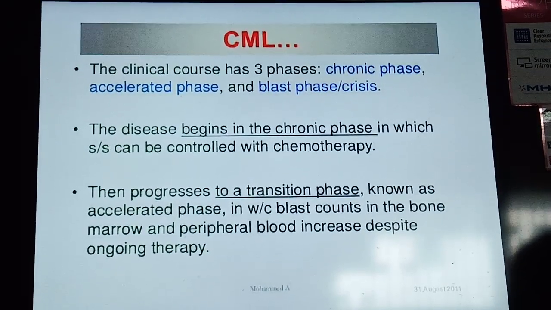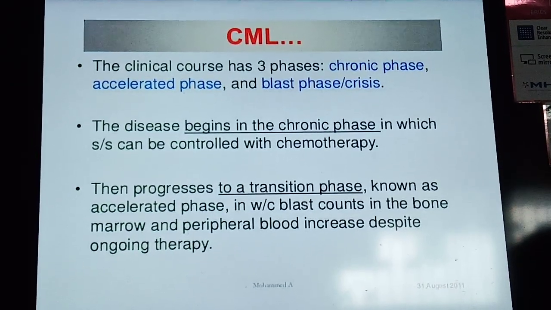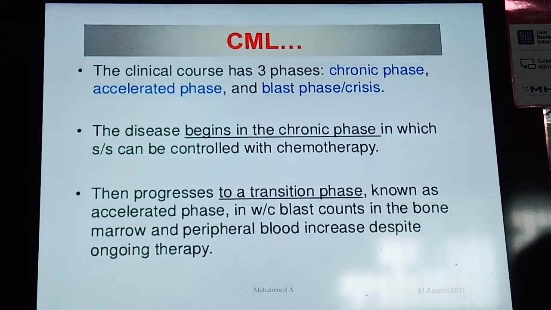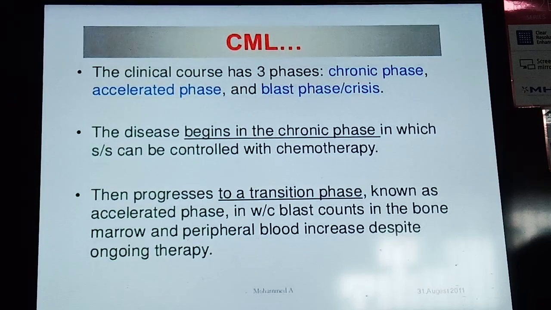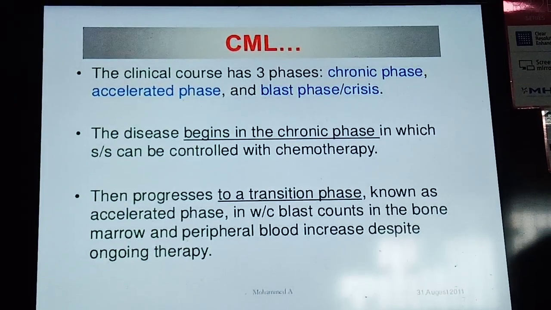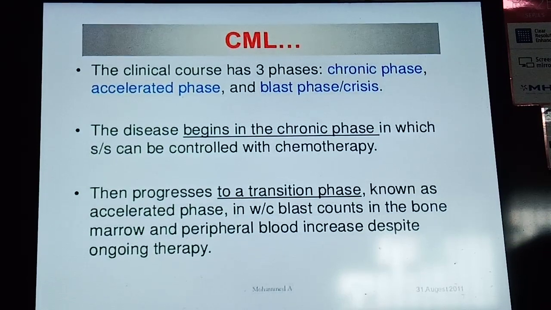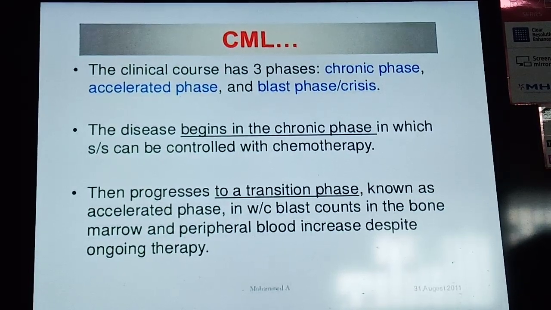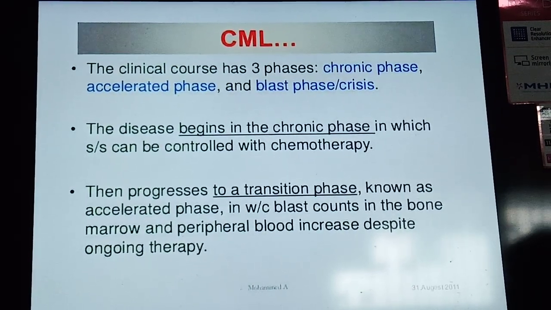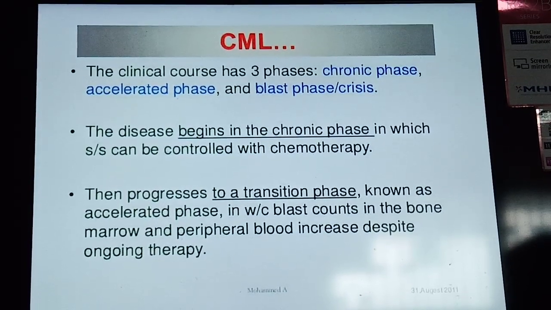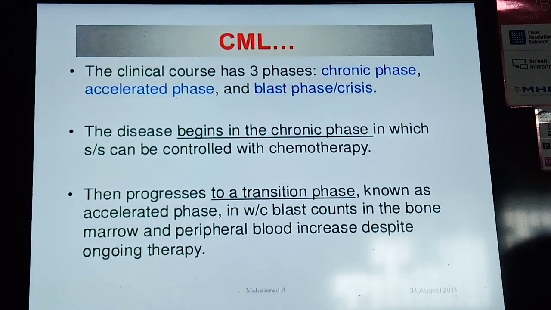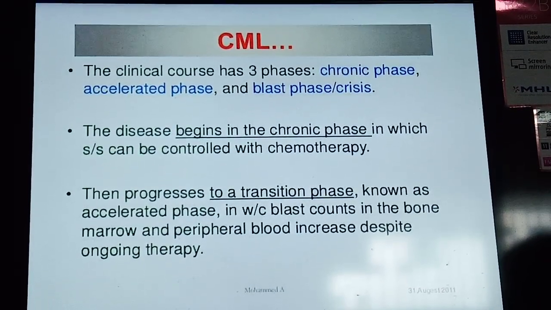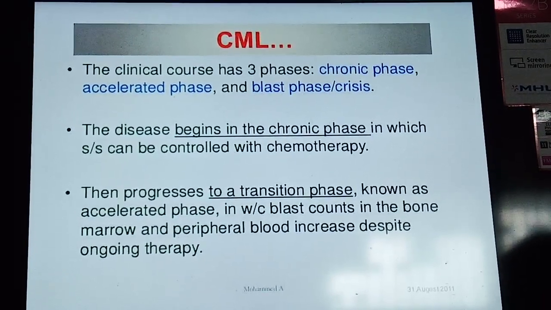The disease begins in the chronic phase, in which the signs and symptoms can be controlled with chemotherapy. It then progresses to a transition phase known as the accelerated phase, in which the total WBC count or blast count in the bone marrow and peripheral blood increases, despite ongoing therapy. In the chronic phase of CML, the blast count is usually less than 20%, and the basophil count is also less than 20%.